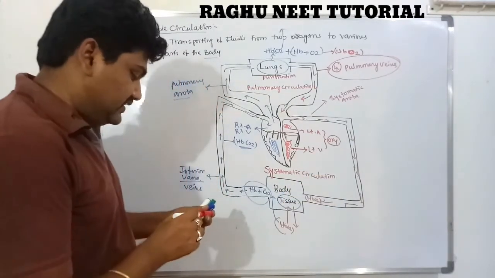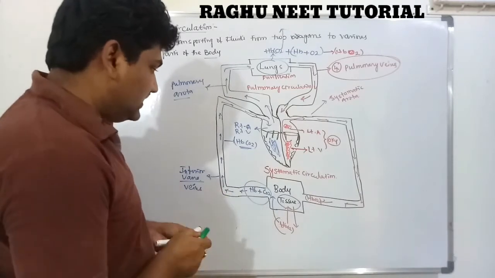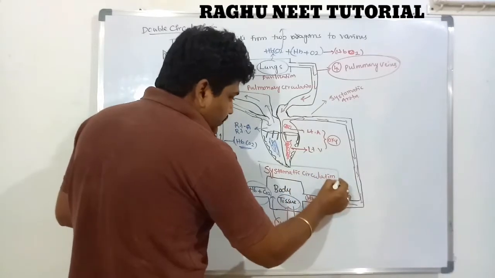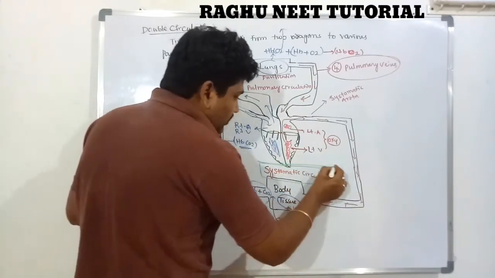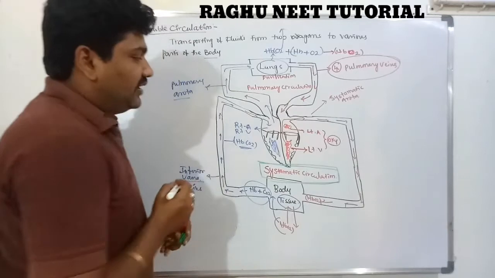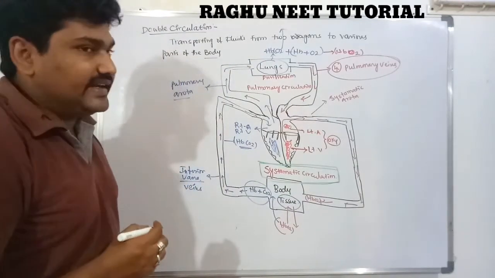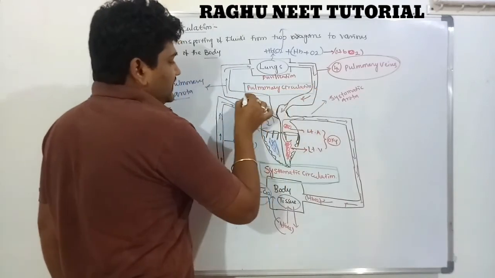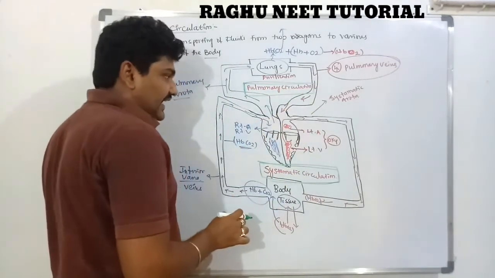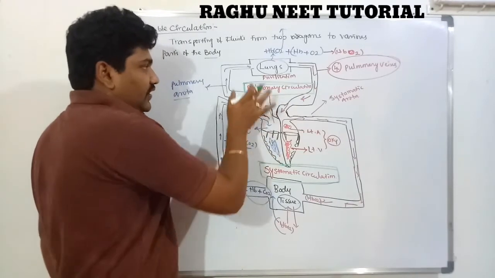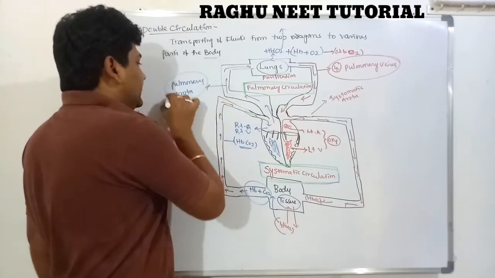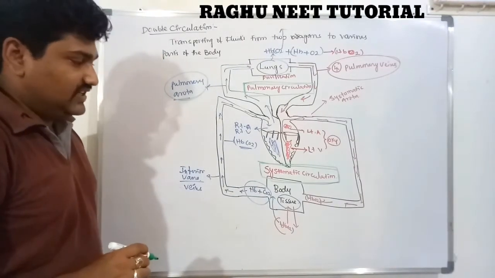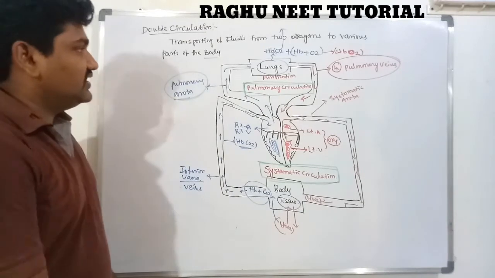What is the systemic circulation? The transporting of oxygenated blood from the left chamber of the heart to various parts of the body. This type of circulation is known as systemic circulation. What is the pulmonary circulation? The deoxygenated blood is transported from the right chamber of the heart to the lungs through the pulmonary artery. This type of circulation is known as pulmonary circulation. So this type of circulation is called double circulation.